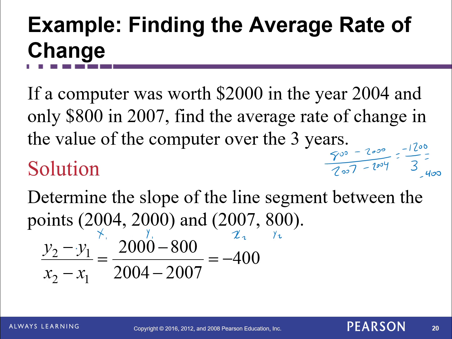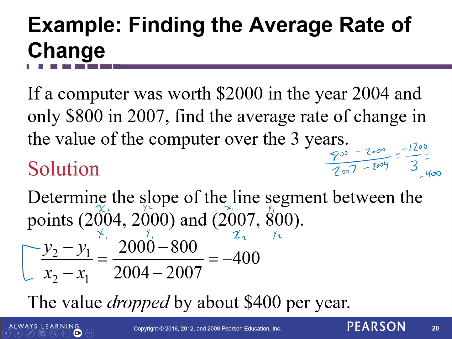It works itself out because for the simplification part here, they actually did it a different way. They said that this was x2, y2, and this is x1, y1. It works out as long as you keep it consistent and don't mix them up. So either way works. You still get the same answer, negative 400. The value dropped about $400 per year.